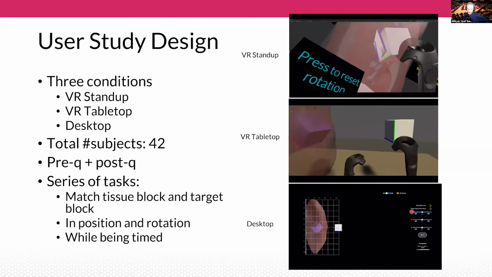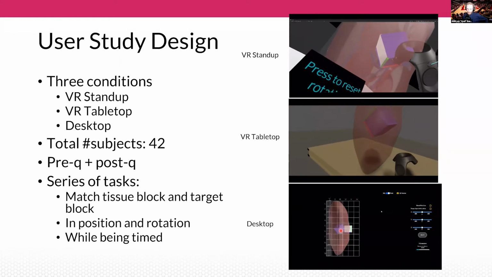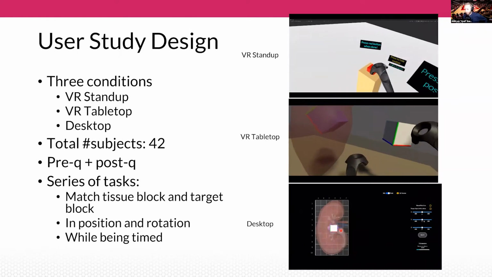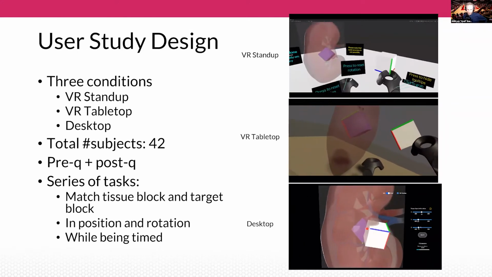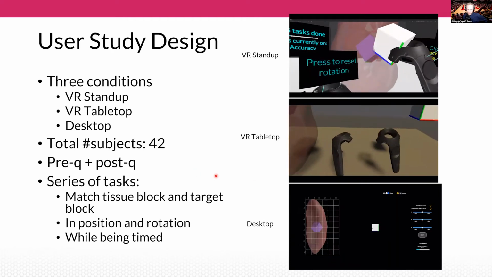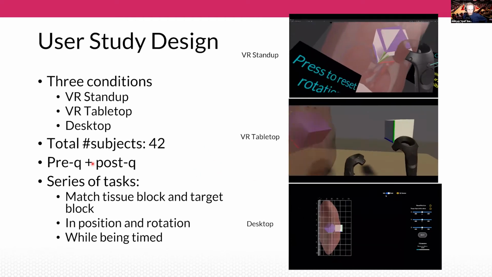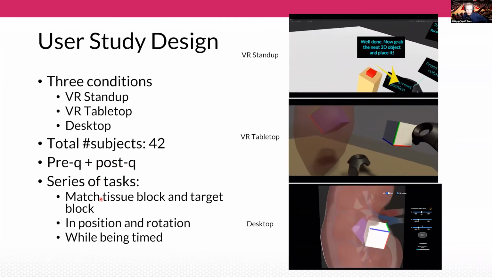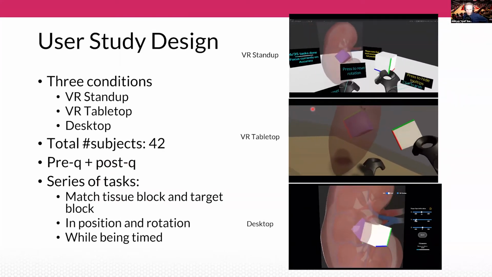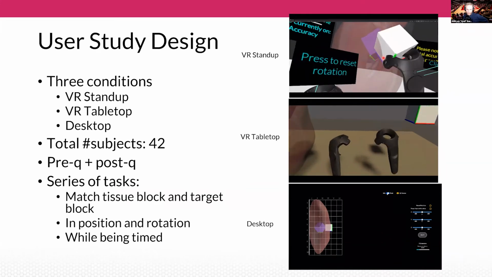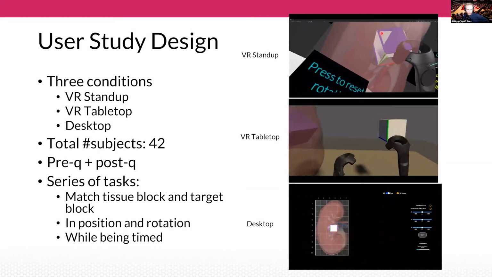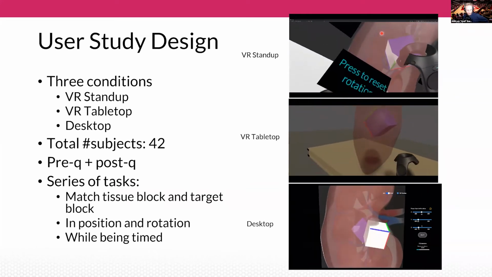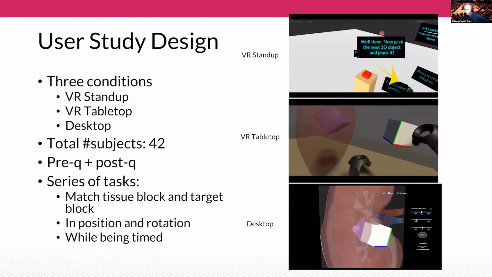And then here, this is the desktop version that is modeled after the prototype version of the RUI. You can see how the same registration is being done. We had 42 subjects with a pre and post questionnaire, as well as a series of tasks. So they had to match a tissue block and a target block. You see the tissue block here in white, and the purple is the target block. And they have to match these in position and rotation, all while being timed.